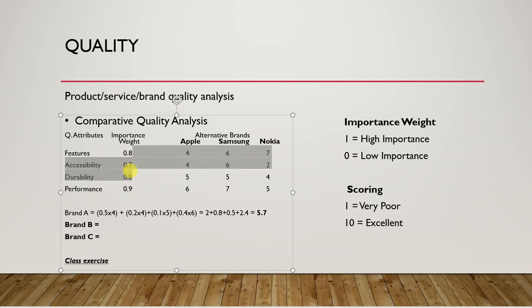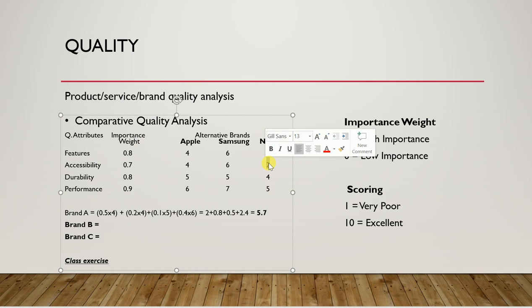And then what we do, we multiply the importance weight by the score that we have assigned to each brand. So on the scoring, 1 means very poor, 10 means excellent. This is acceptable for us. In terms of features, we gave 7 to Nokia. That means Nokia has superior or good features over Samsung and Apple. For accessibility of services, which has 0.7 importance weight, we assigned 2 for Nokia. That means Nokia doesn't have a good accessibility of services, and Samsung got the highest mark. That means Samsung has good accessibility. Regarding durability, we assigned 5 to Apple, 5 to Samsung, and 4 to Nokia.